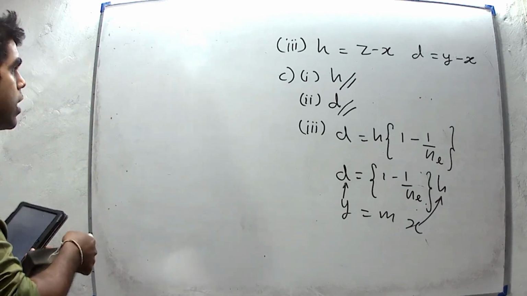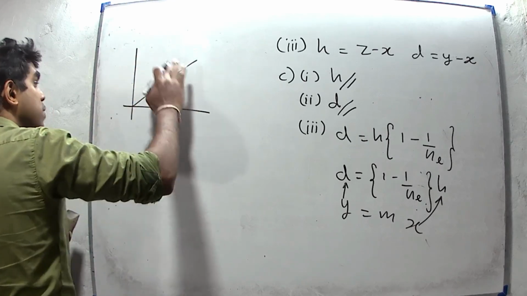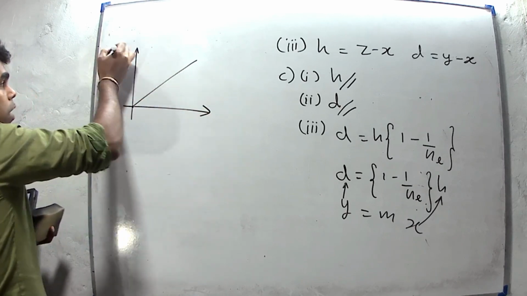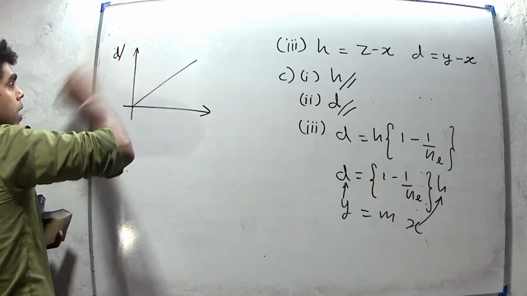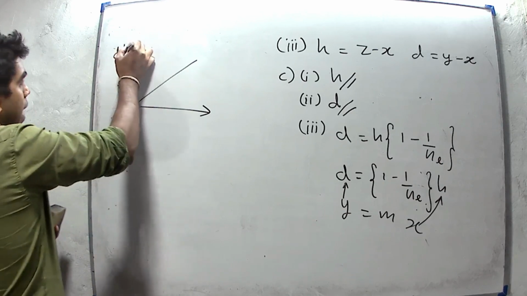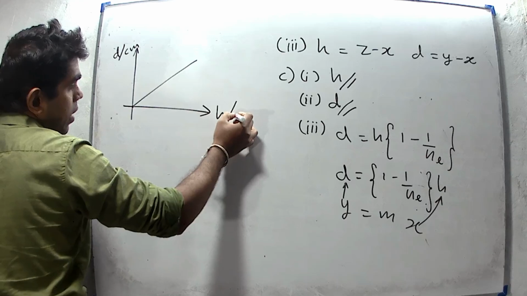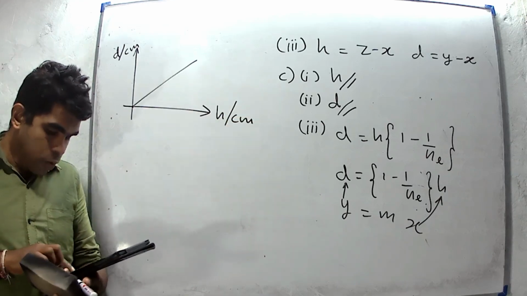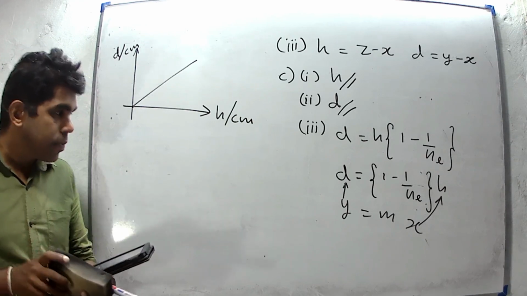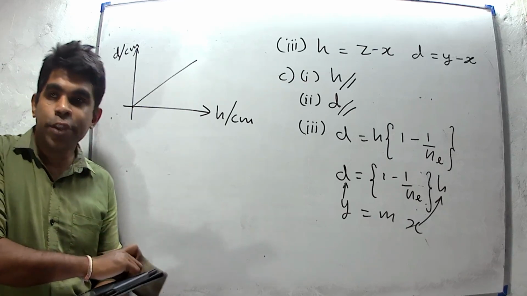Now we can draw the rough sketch of graph. It is in y equals mx form, a straight line passing through the origin. Y-axis is D. D is measured in centimeters. X-axis H in centimeters. Or you can use SI unit, meters, but normally we use centimeters because we can't change H value in meters.